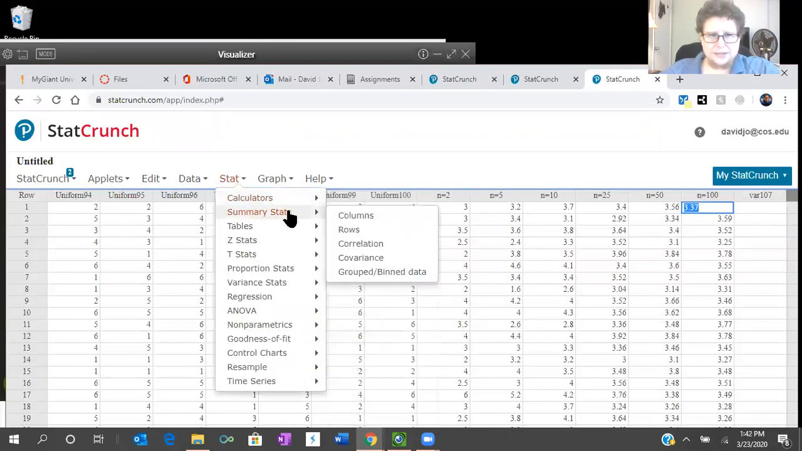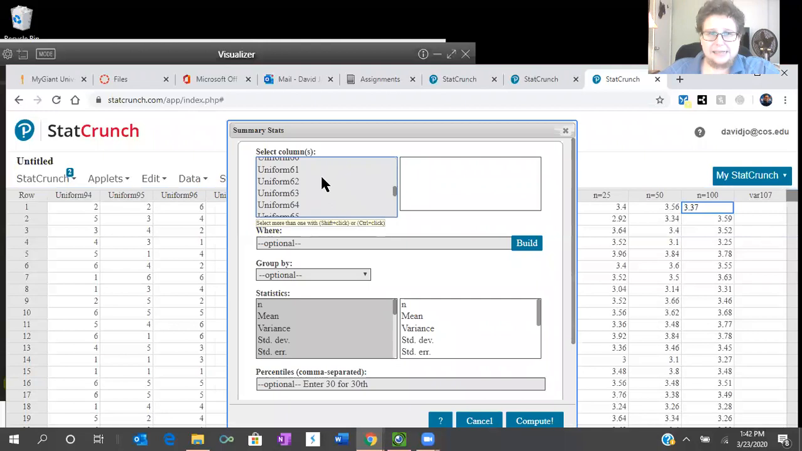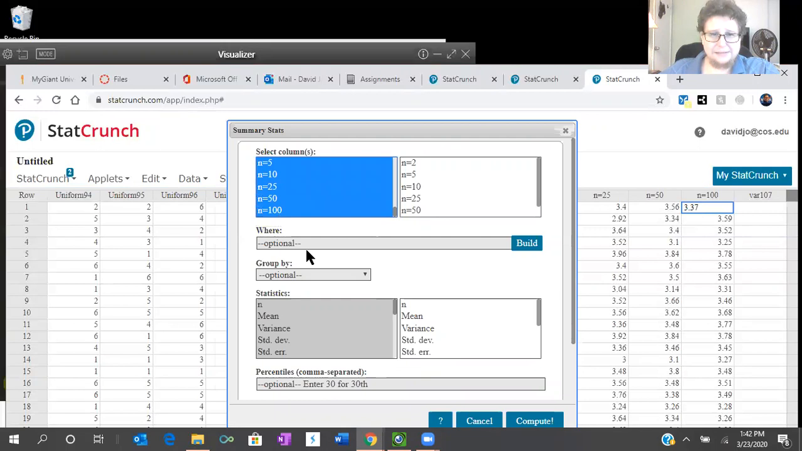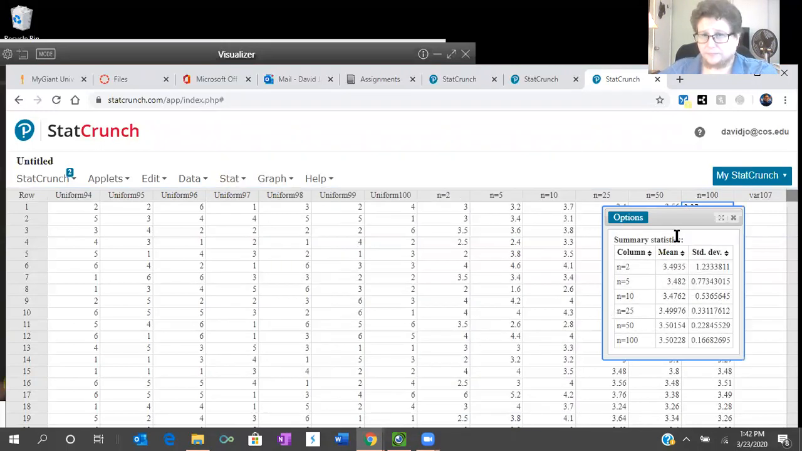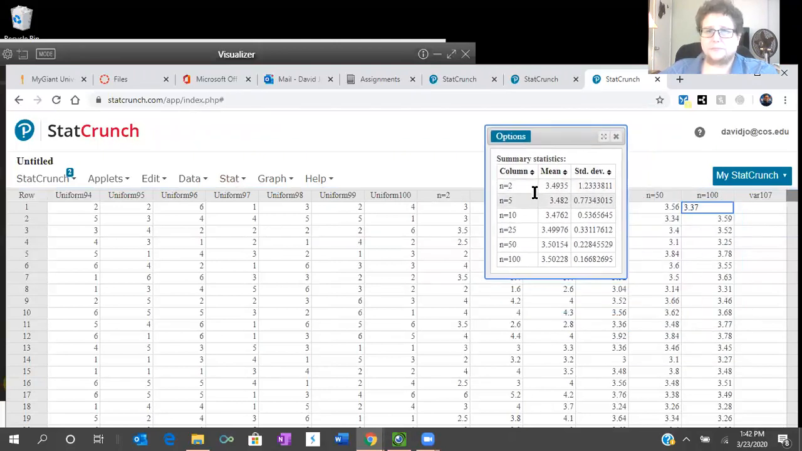If I do summary stats on columns now and look at those values, I'll do all of these right now. Let's look at the mean and the standard deviation. When we only had 2 squares, the mean was 3.49. It was actually pretty close to 3.5. When n equaled 5, it was 3.482. N equals 10, 3.47. And then we start getting closer. It starts just ricocheting around 3.5.